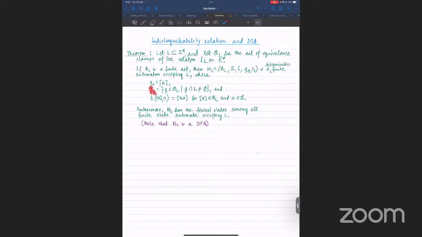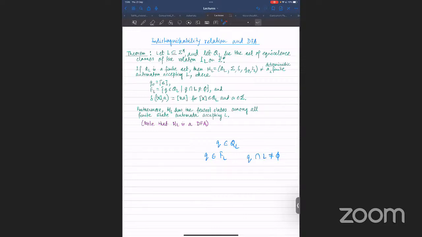And what is the set of final states? What are the states? The states are the equivalence classes. QL is the set of equivalence classes of the indistinguishability relation, and with these equivalence classes, I'm making a DFA. A state Q in QL belongs to the set of final states of the DFA if Q intersection L is not empty. There is an equivalence class in the indistinguishability relation, consisting of several such strings, and if you take the intersection with the language L and it is non-empty, then such classes form the final states.